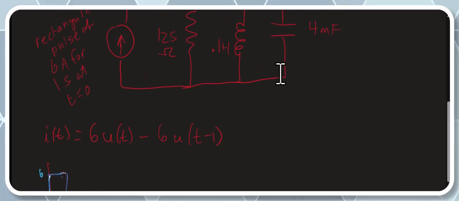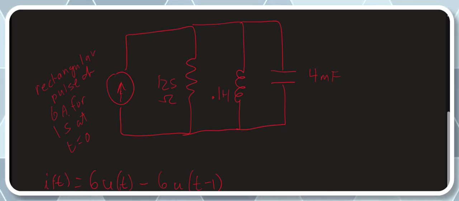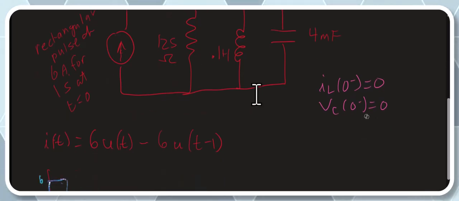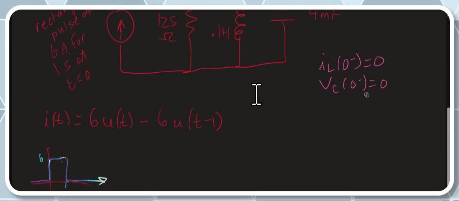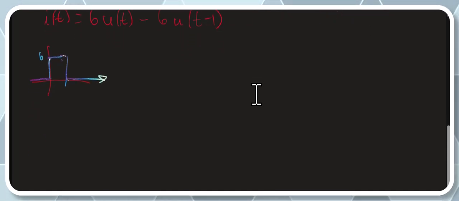Okay, so since it had no sources before time t equals 0, then IL of 0 minus equals 0, and VC of 0 minus equals 0. So that means we don't have to add the little extra voltage sources for the inductor and the capacitor. So how does this get transformed into the S domain?